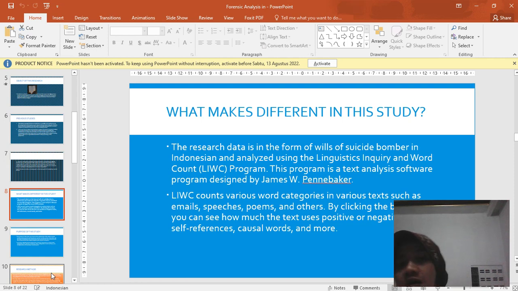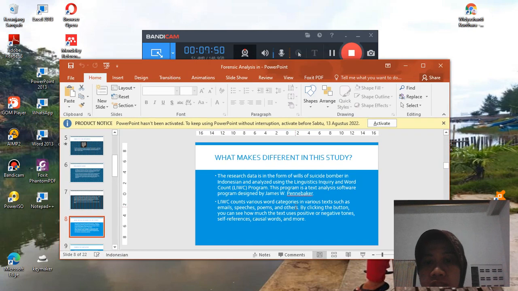Actually, it's online software. Everyone can access it freely. It is a text analysis software designed by James W. Pennebaker. LIWC counts various word categories in various texts such as emails, speeches, poems, and others. By clicking the button, you can see how much the text uses positive or negative tones, self-references, casual words, and more.